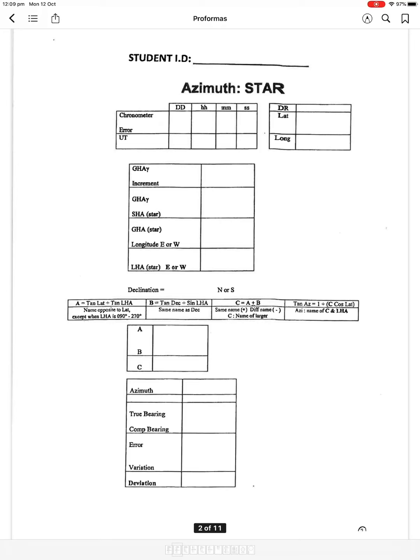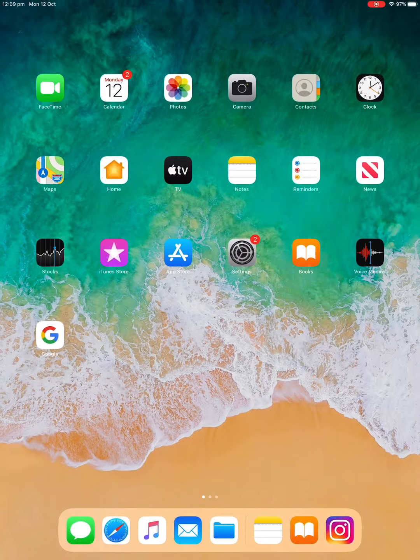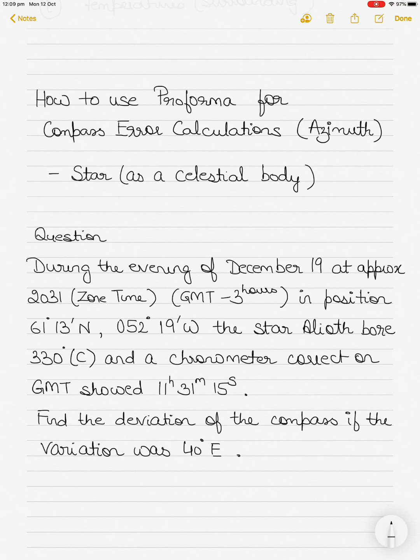Alright, so this is what a proforma looks like. We will be using an example, a question, and using that example I'll show you how you can fill up the proforma when it's required. Alright, so let's get started.